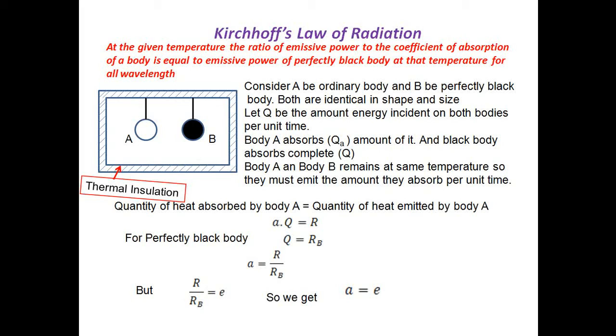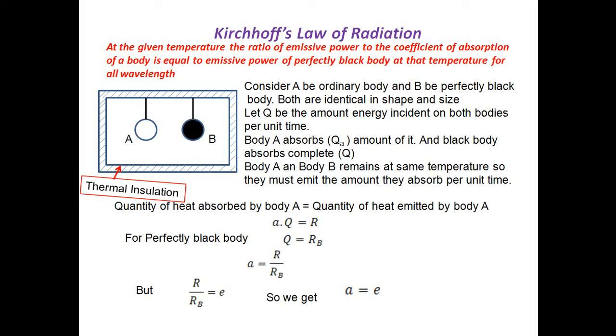Consider body A to be an ordinary body and B to be a perfectly black body as shown in the figure. Now they are the same in shape and size. Consider them to be spherical bodies. Now they are kept in a chamber which is insulated from the surroundings so that there is no loss of heat energy to the surroundings. Now let Q be the amount of energy which is incident on both the bodies per unit time.